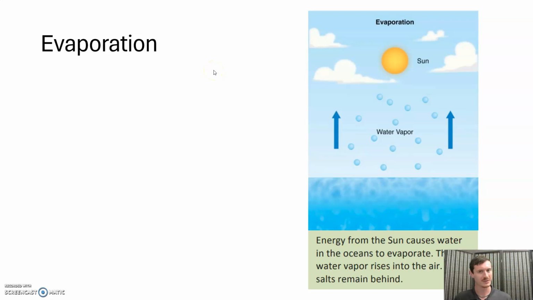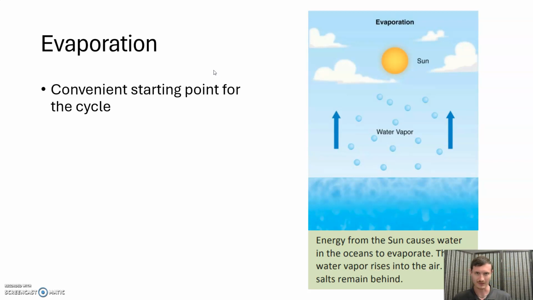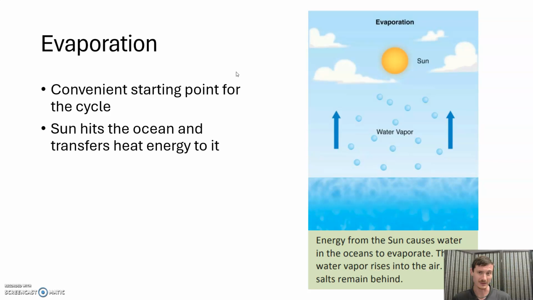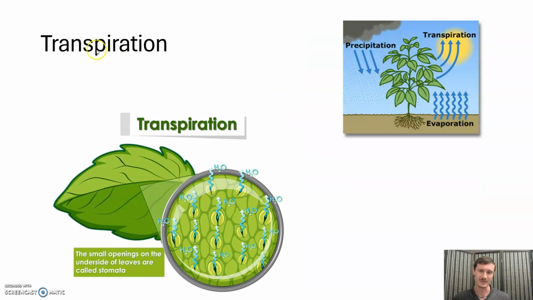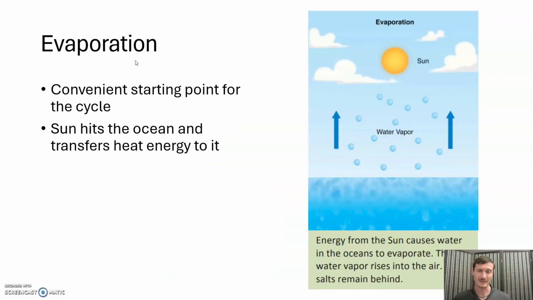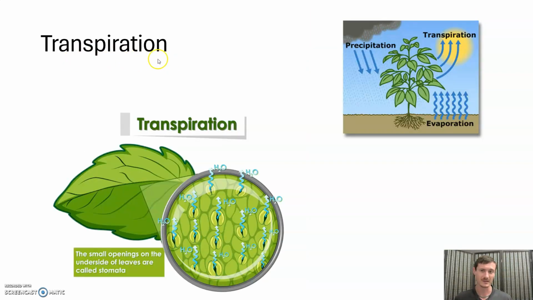So evaporation is going to be our starting point. We said there's no beginning or end on the water cycle, but this is the best mental starting point. So sun hits water in the ocean and evaporates it. And it's going to move elsewhere from there. This is going to be moved onto land, where it is going to precipitate. But I want to talk about evaporation and transpiration together, as these two processes that take water and put it into the atmosphere.